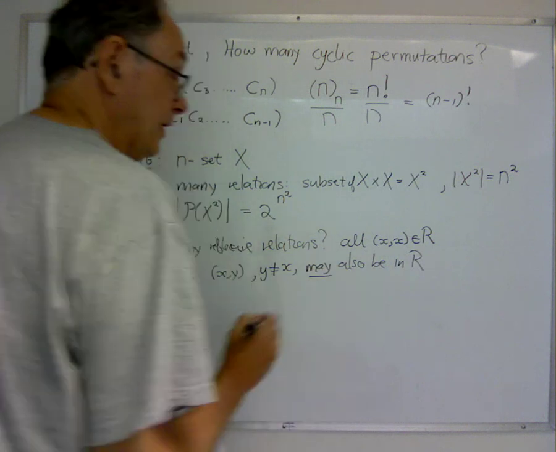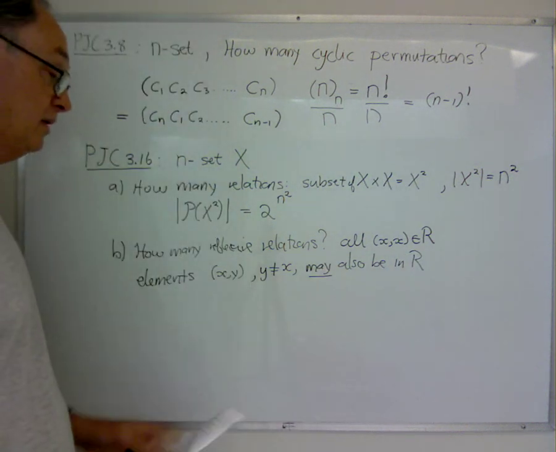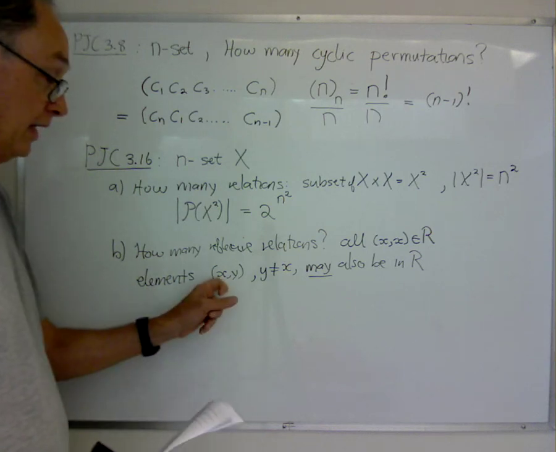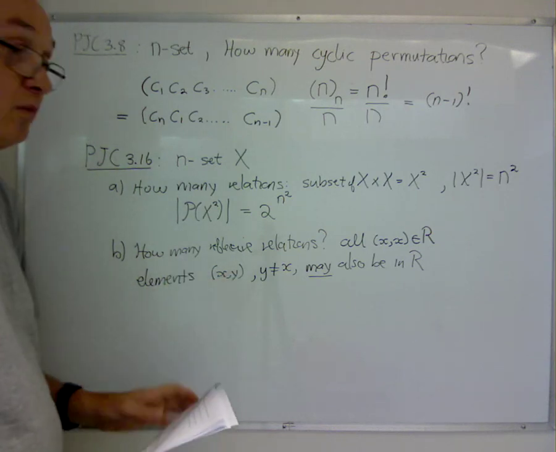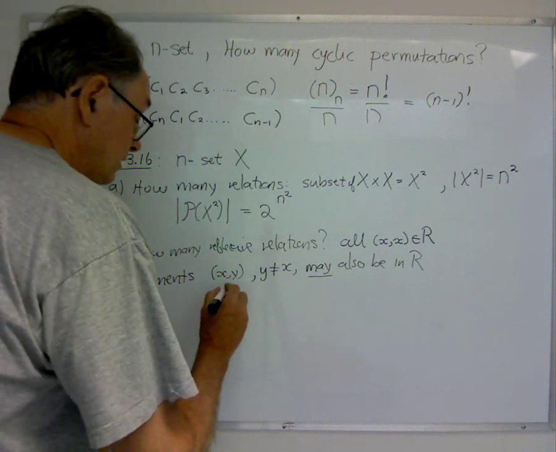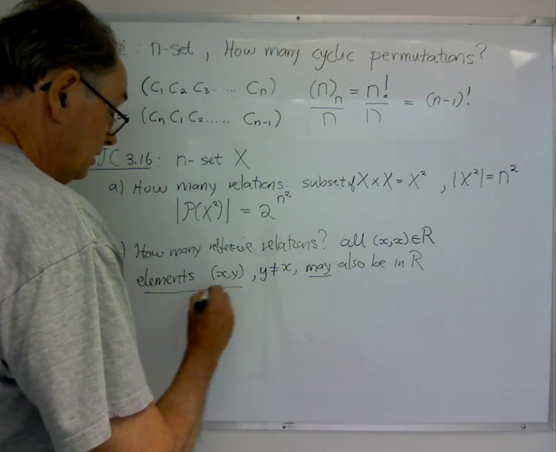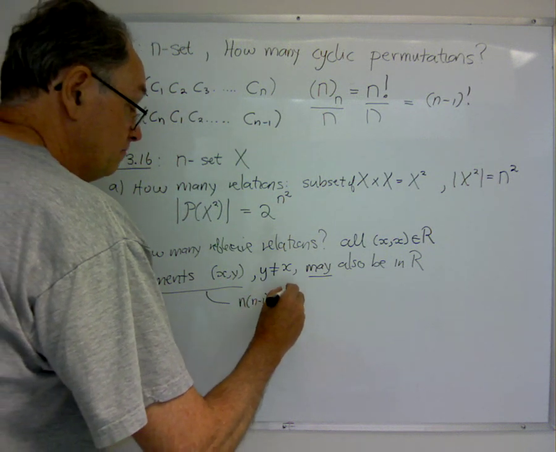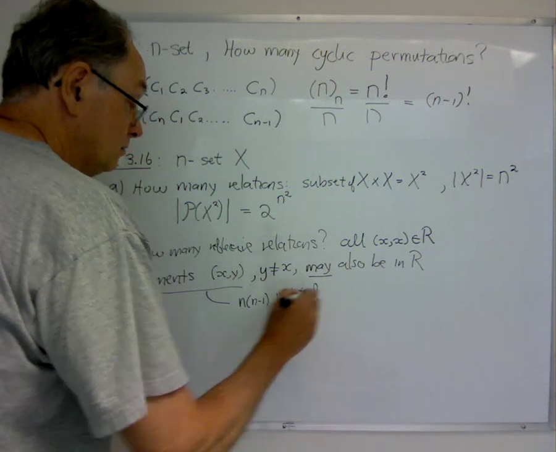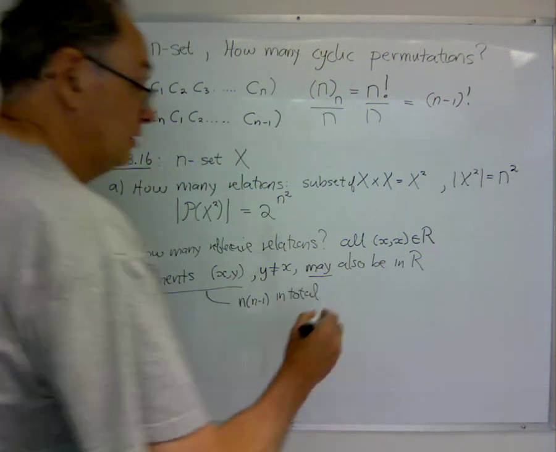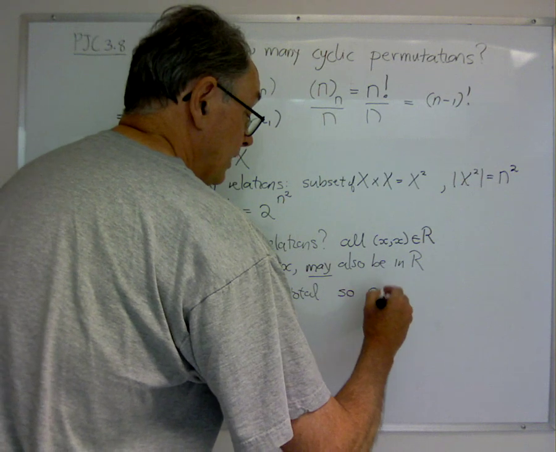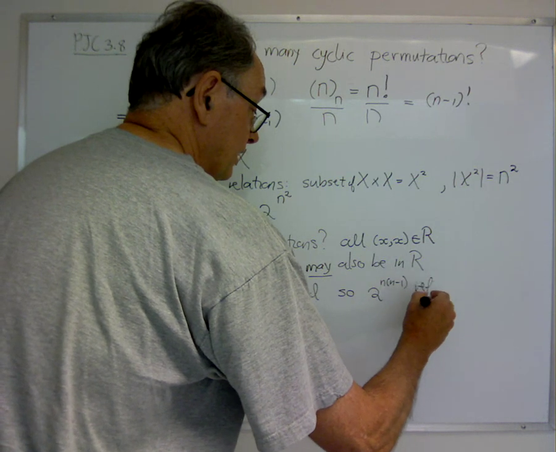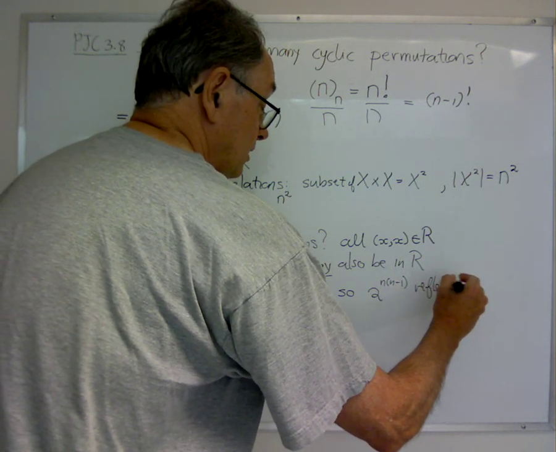And the word there is may. You have them or you don't have them. How many such pairs are there? Well, there are n choices for x and n minus 1 for y, so this is n times n minus 1 in total. And you add them in or you don't add them in. So 2 to the power n times n minus 1 reflexive relations.